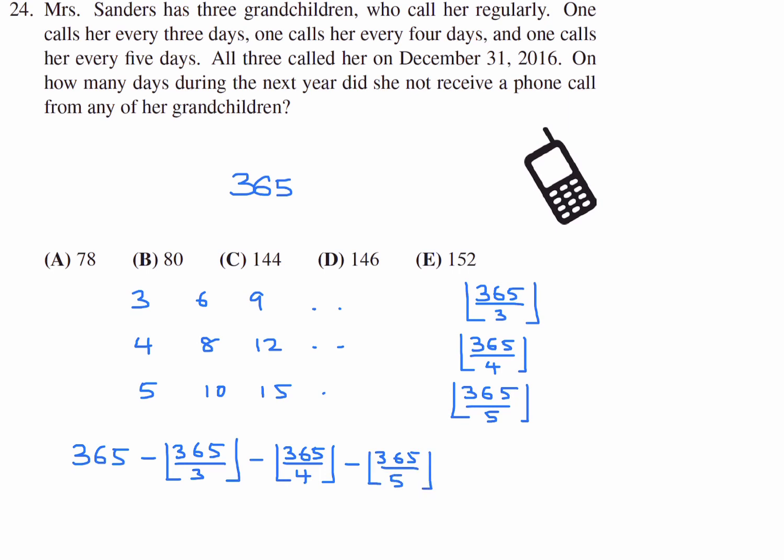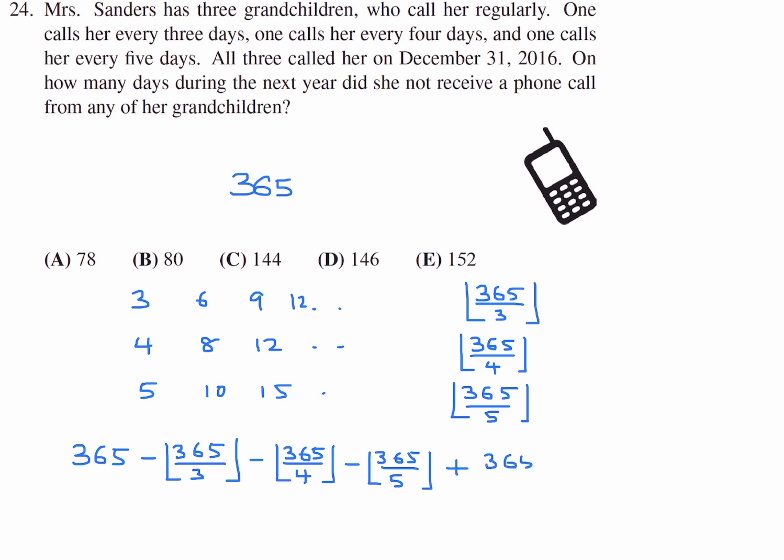But it's not that simple, because we have over subtracted. Because, for example, let's say this was 12, the next one. Notice 12 appears in both lists. So if we subtracted 12 here, we then again subtracted 12 there. So because we over subtracted, we have to add back some.